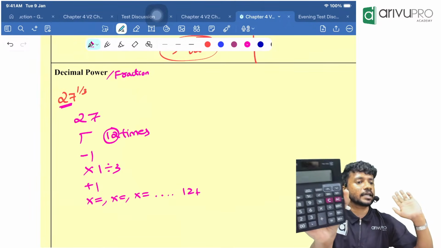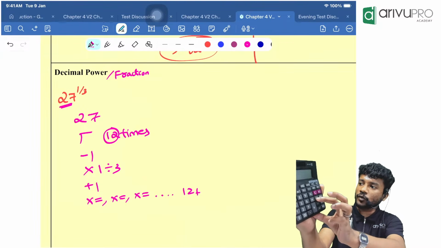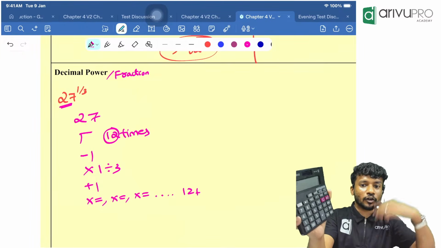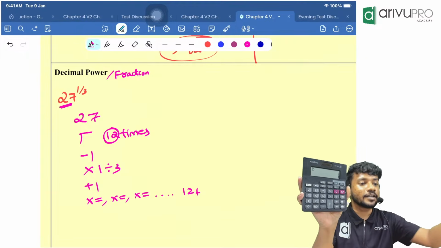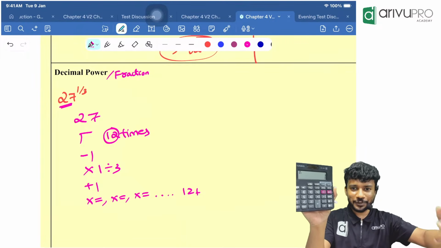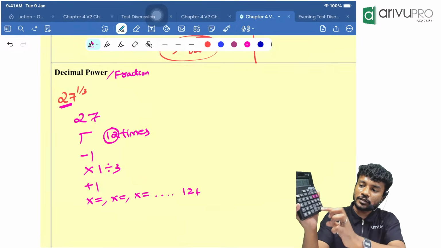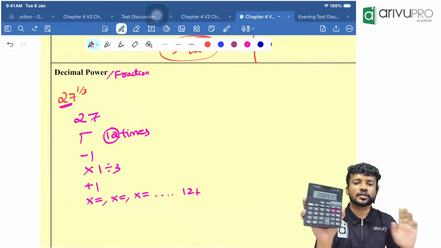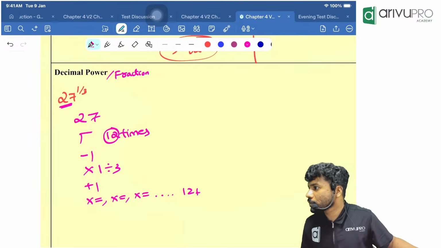Minus 1 you are clicking. Then multiply by the power, 1 divided by 3. Then what is the opposite of minus 1? Plus 1. Finally, the opposite of square root is multiply and equal to. How many times will you do? 12 times. Multiply equal to 1 time, 2, 3, 4, 5, 6, 7, 8, 9, 10, 11, 12. You will get 3.000.